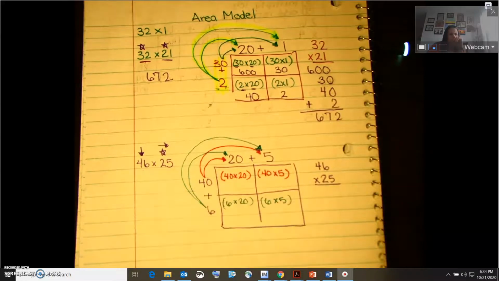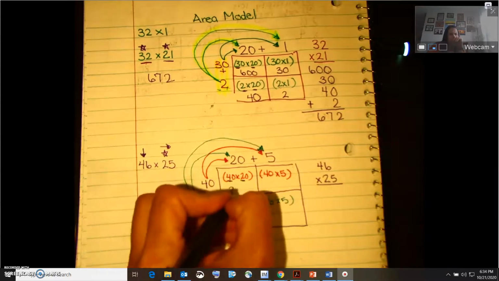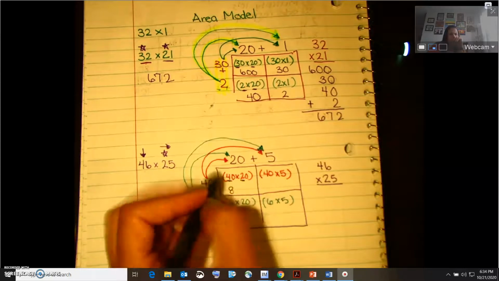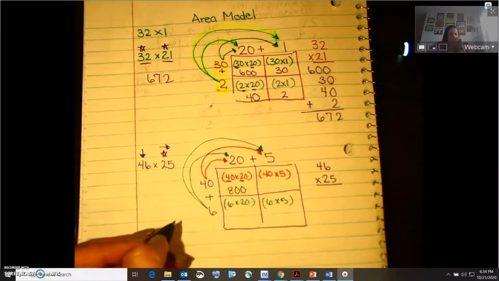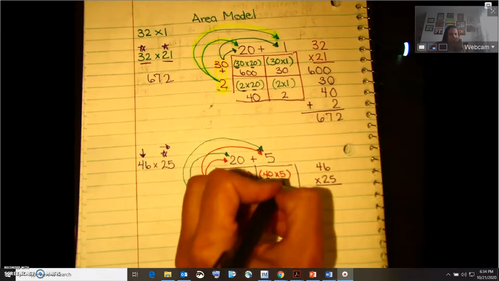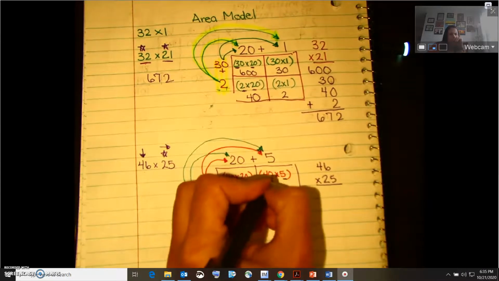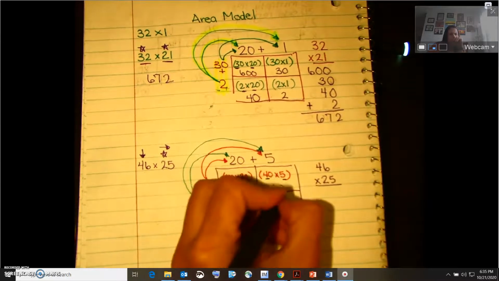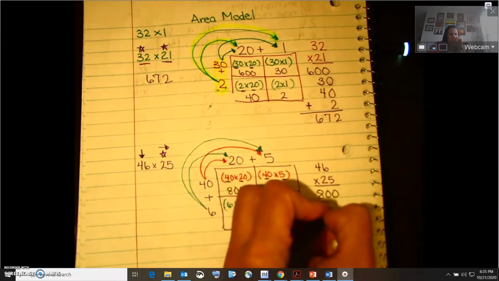And now all we have to do is multiply and add, just like what we've done before. So let's go ahead, and our trick is, since these are both zeros, we can just multiply the tens. 4 times 2 is 8. There's 2 zeros, so we have 800, because we have to add our 2 zeros. 4 times 5 is 20, and add 1 zero. So I'm going to go ahead and put it over here so I don't forget. So I have 800, 200.